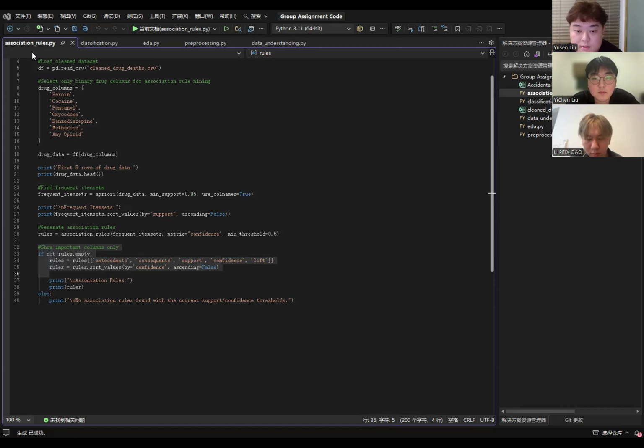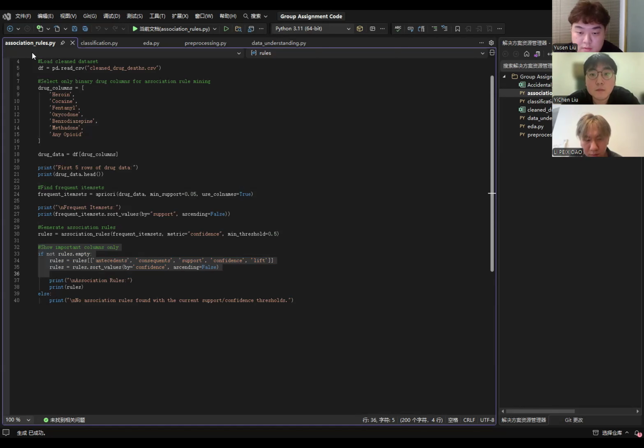This result shows the fentanyl is very important in this data. This also shows that many cases include more than one drug. This means overdoses are often caused by drug combinations and not just one drug.